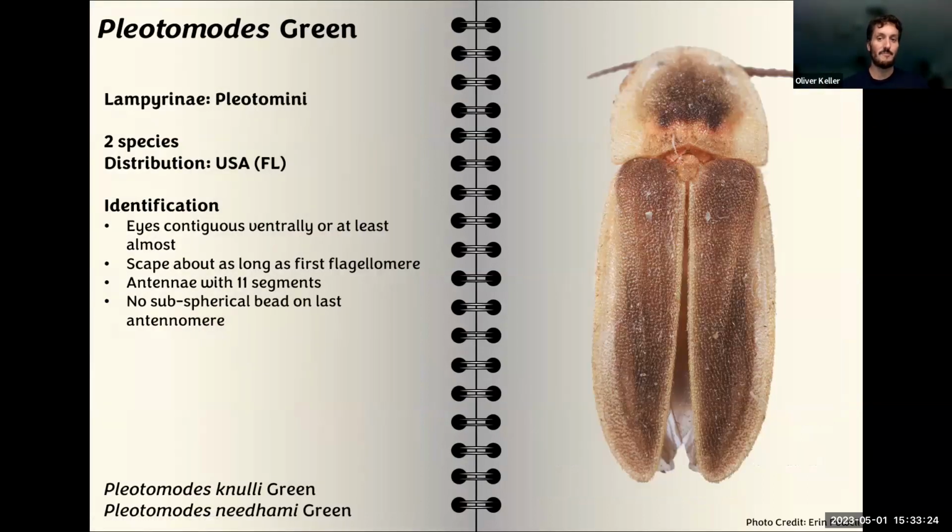Oh, yeah. This is maybe one of my favorites. Pleotomus, described by Green. We have 2 species. Both of them are in Florida.